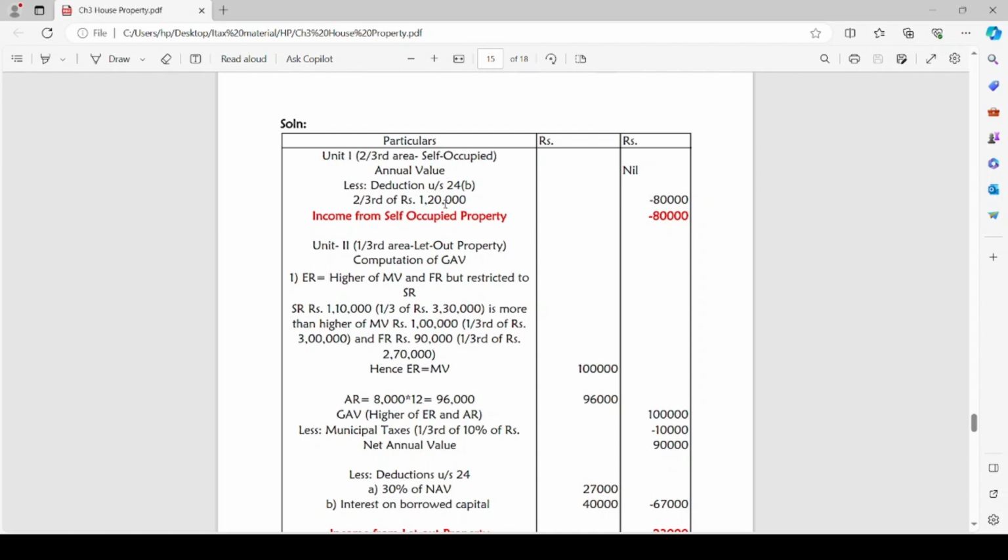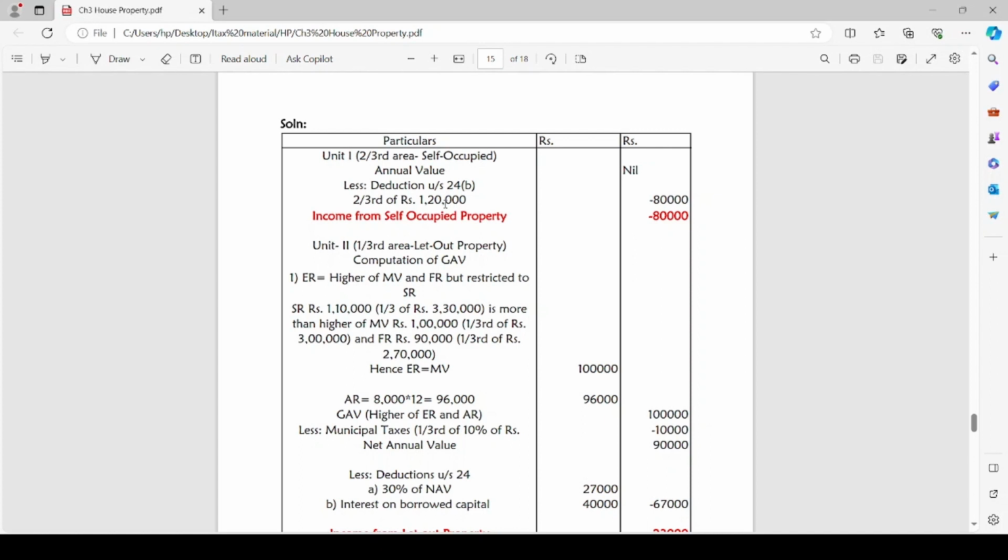So here we can take 2/3 portion. Proportionately, out of 1,20,000 interest on borrowed capital, we are taking the deduction of rupees 80,000 only for the self-occupied portion of the house property. Hence, the loss from self-occupied portion of the house property will be minus 80,000 rupees.